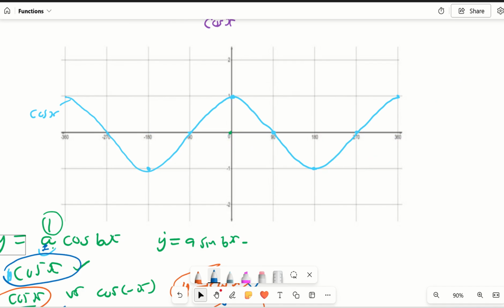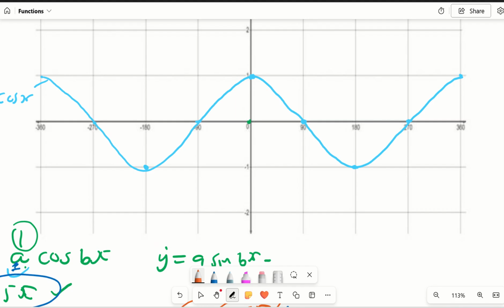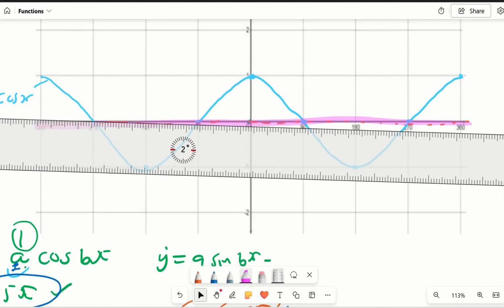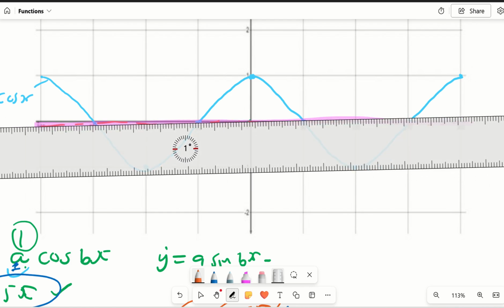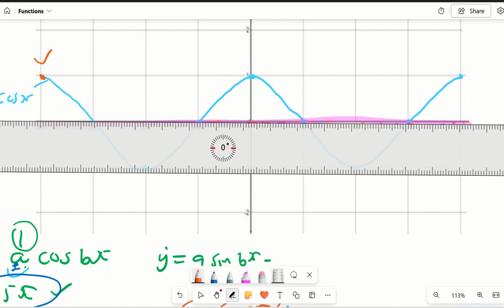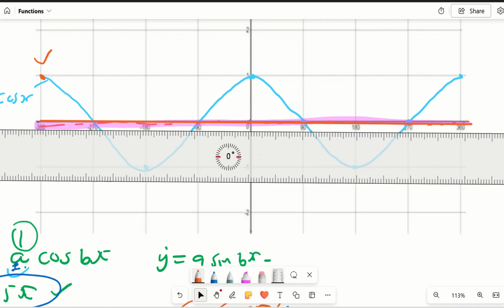So this is the graph of cos x, the one you see in blue. Now I want to reflect it through the x-axis. The x-axis is this line here, the line that I've highlighted in pink. So if I put a mirror on this line, facing up, let's focus on this point over here.